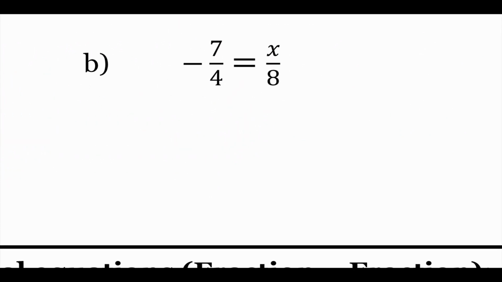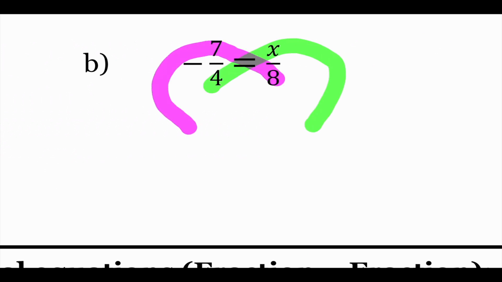Okay, letter B. -7/4 equals x/8. So I know I can use the butterfly method. When I multiply, one of them has a negative. Who does that go with, the 7 or the 4? The answer is it doesn't matter. It could go with the 7, or it could go with the 4.